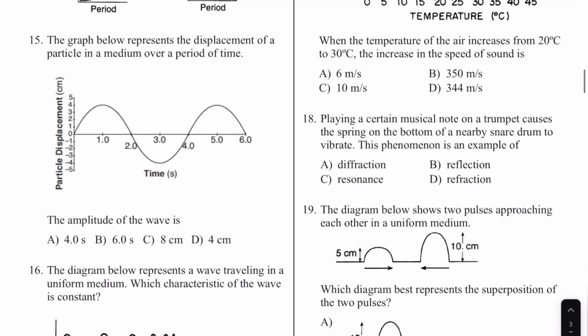15. The graph below represents the displacement of a particle in a medium over a period of time. The amplitude of the wave is what? So remember that amplitude is displacement from the equilibrium position of the wave. So this would be 4 meters. So our answer is going to be D.